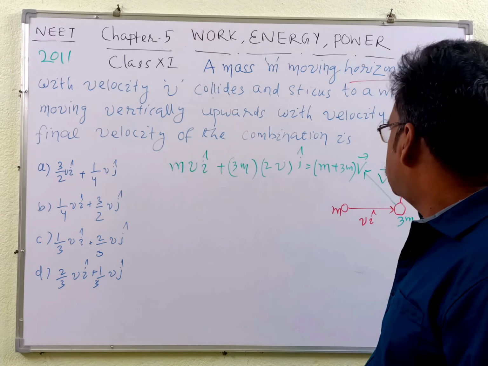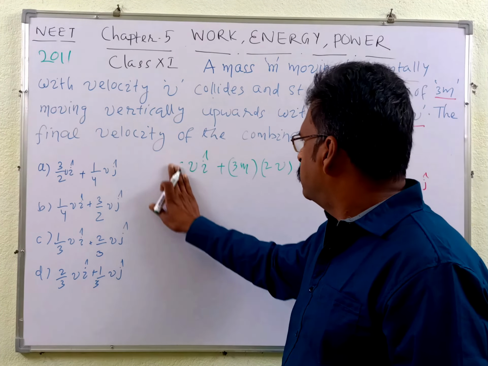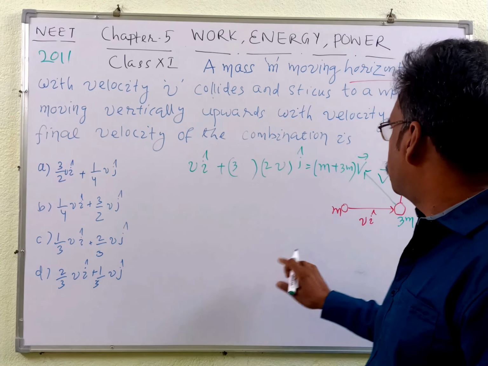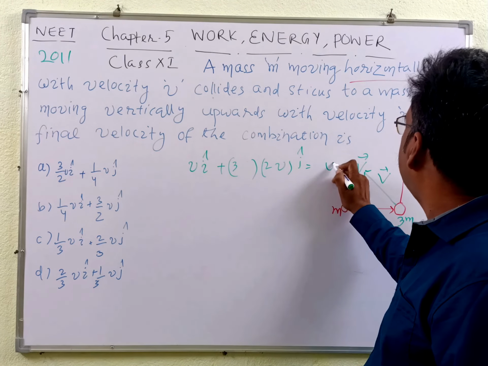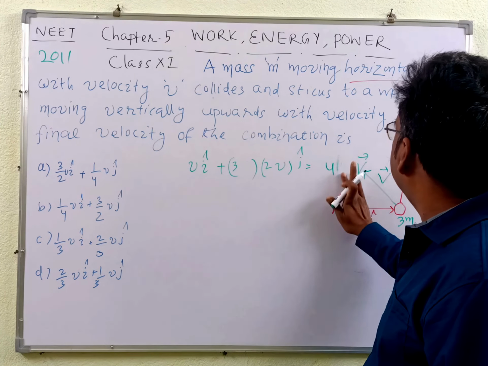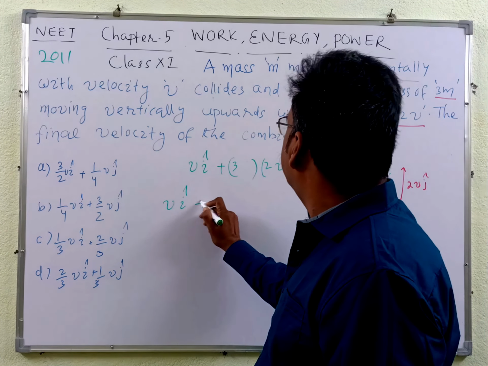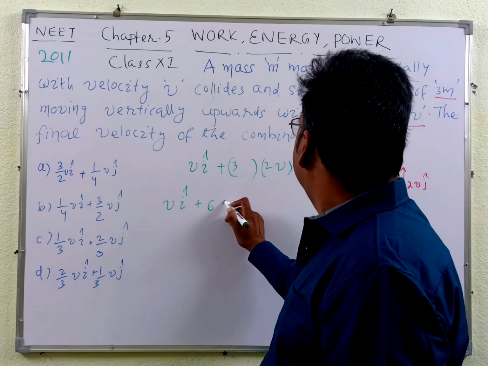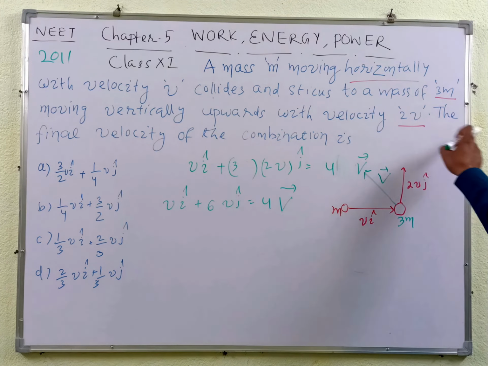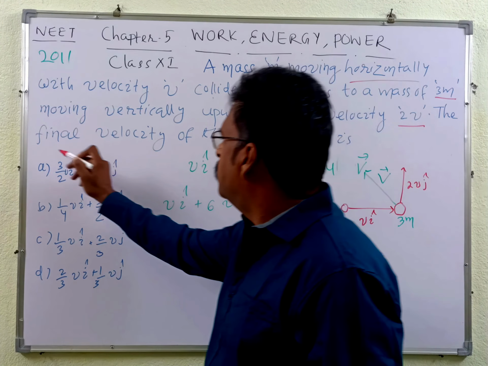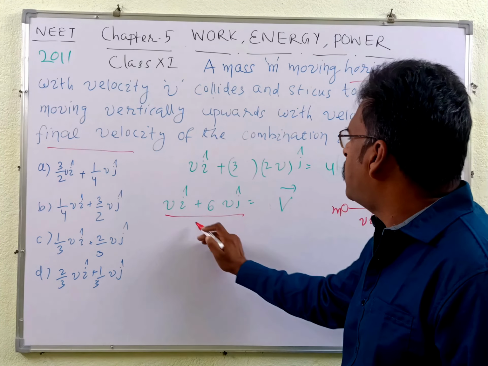Let us divide this equation by m. So this m will be gone, this m will be gone, and this is 4m. If we divide by m, we are left with v i cap plus 3 into 2v j cap is equal to 4 capital V. The question asks for the final velocity of the combination, that is capital V, which will be equal to this much divided by 4.